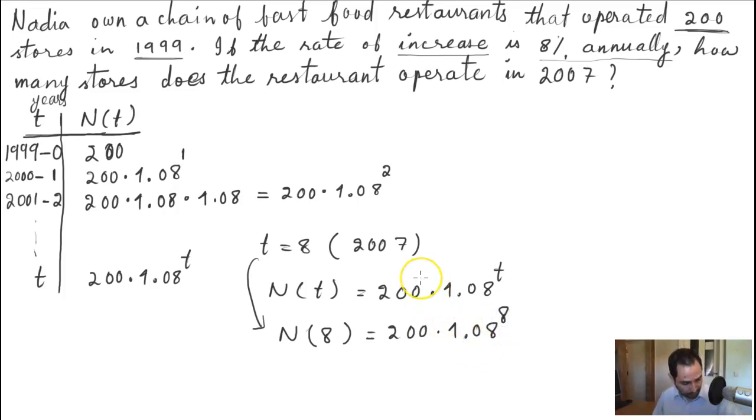That is 200 times 1.08 raised to the 8th power, which is approximately 370 stores in 2007. And that's how you solve this problem.